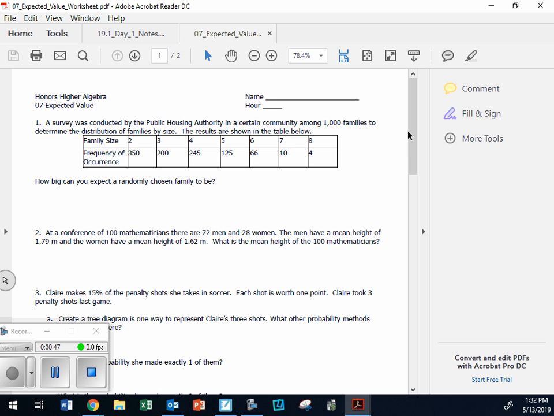Okay, look at number 1. Remember, it's P times A and then add them up. What's the probability that you pick a random house and it has 2 people in it? 350 out of how many houses are there? It says in the directions, there's 1,000 that you could pick from. Then there's 350 out of 1,000 chance, that's the probability, times, this isn't an amount of money question, this is an amount of people question. So it's P times the A. What is the amount of people in those families? 2. And then you get a number for that.